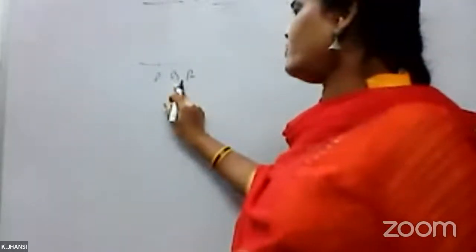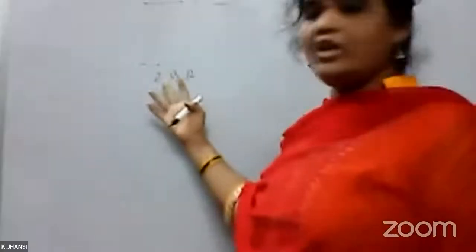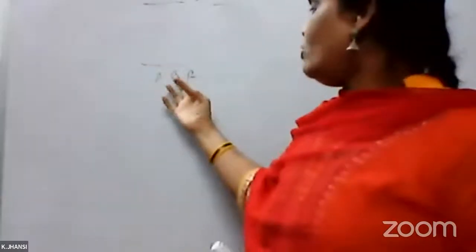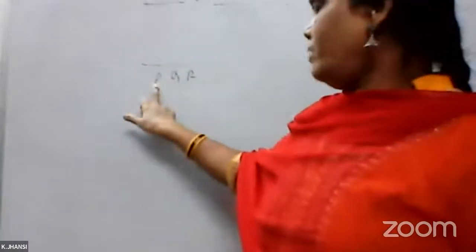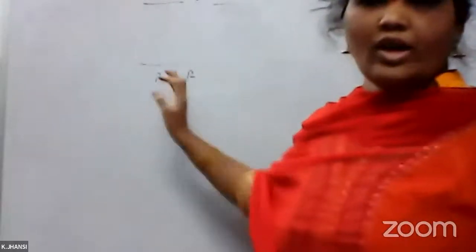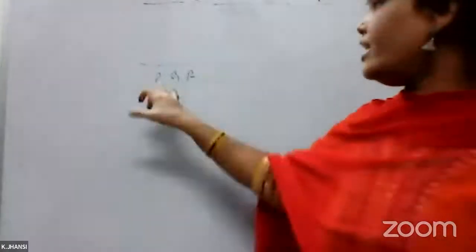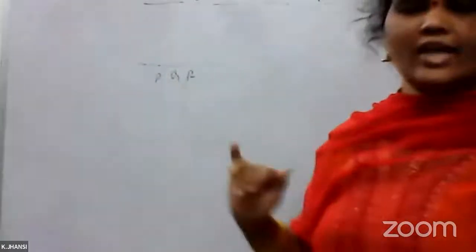So find the distance between PQ and then QR, then PR. If the lengths of any two sides add up to the third one, that means you can write PQ and QR equal to PR, or PR and QR equal to PQ, like that. If you add both of them and it equals the third one, then we can tell that P, Q, R lie on the same line. So they are collinear points.